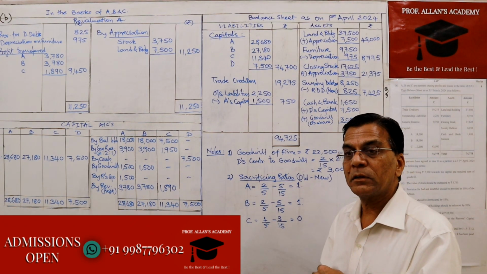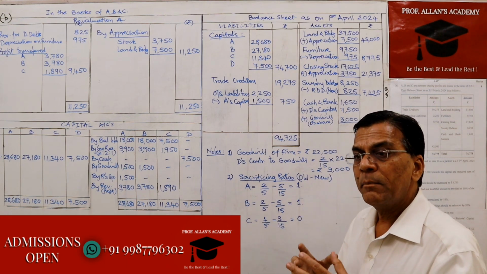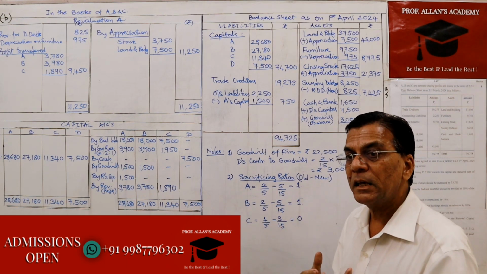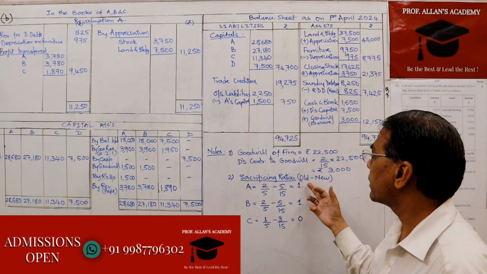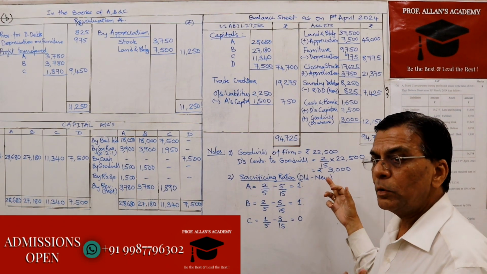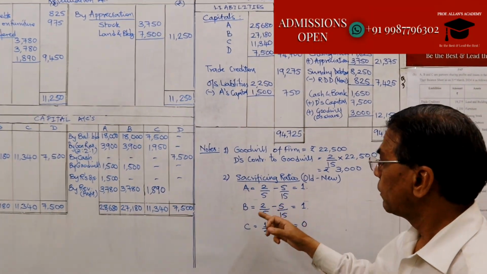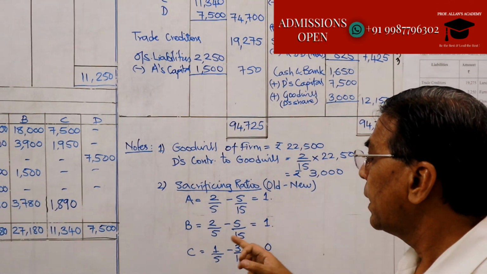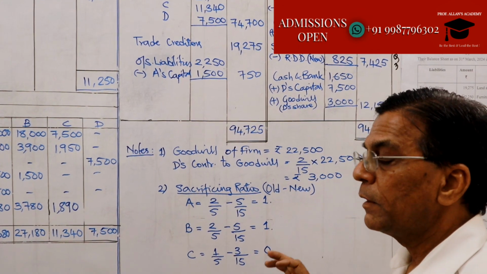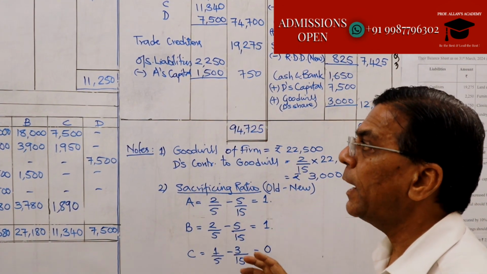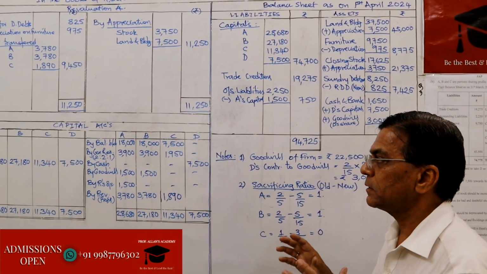Another important thing in admission is that the remaining partners, on admitting D, will have to make a sacrifice. And how do we find out the sacrificing ratio? By taking the old ratio minus the new ratio. So for A, it works out to 1. For B, it works out to 1. And for C, it works out to 0. In short, the goodwill will have to be shared only amongst A and B, who have made a sacrifice.